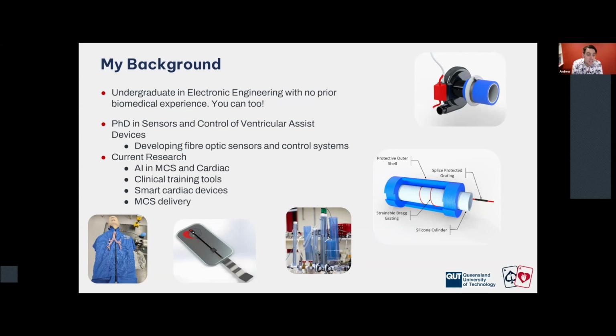So my PhD was in sensors and controls of ventricular assist devices. During my PhD, I developed a fiber optic sensor and control system. That's a little picture of the fiber optic sensor that I had. My current research is in AI for MCS and other cardiac devices, clinical training tools. You can see our little dummy down here with some 3D printed flexible lungs, smart cardiac devices, and MCS delivery. So we're talking about things like surgical implantation, how the patient is managed during MCS. This is the kind of research I'm doing at the moment.